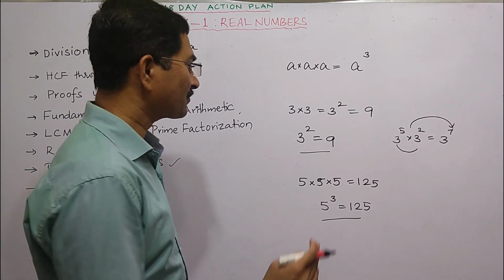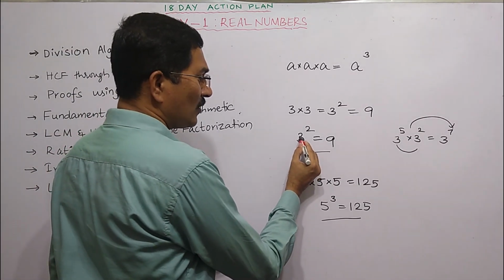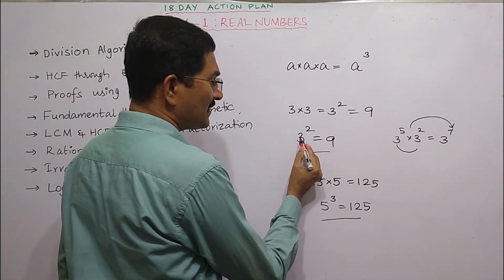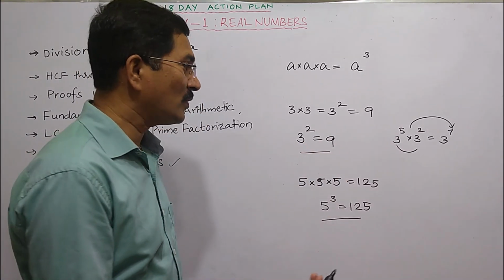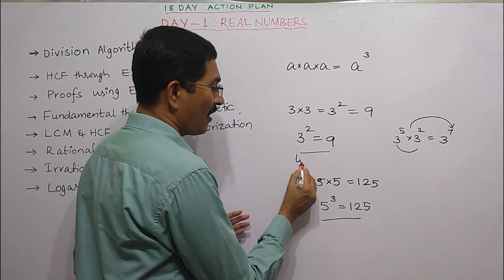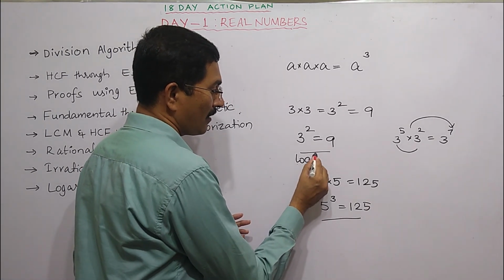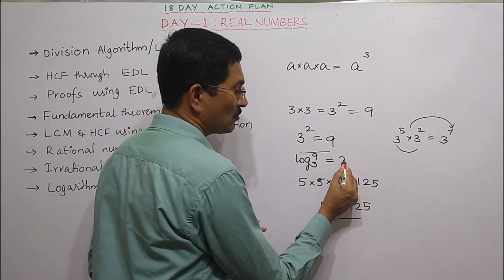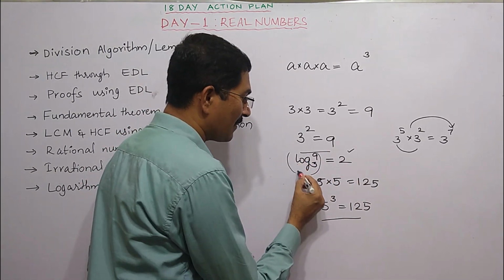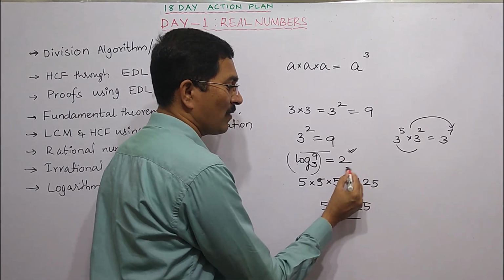For example, this one says 3 to the power of 2 is equal to 9. In logarithms, we write it as log 9 to the base 3 is equal to 2. Here, this number is expressed in terms of its power.